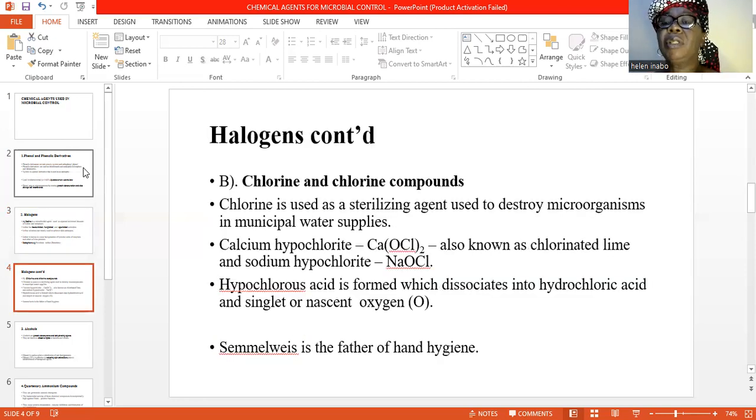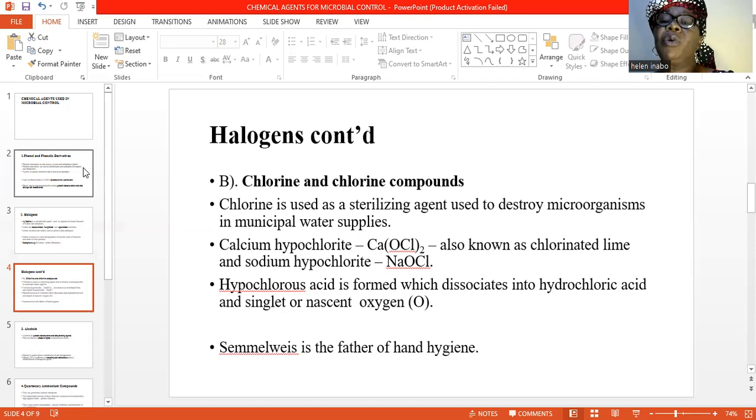Another halogen in use is chlorine. Chlorine can be used as a gas or better as chlorine compounds. Chlorine is known to be used to treat water for municipal water supplies. This is because chlorine is a strong oxidizing agent, sterilizing and destroying microorganisms present in water. It is used as calcium hypochlorite or sodium hypochlorite. The calcium hypochlorite is referred to as chlorinated lime.